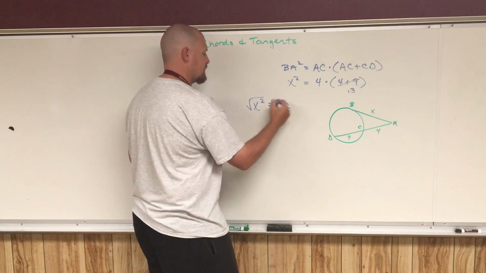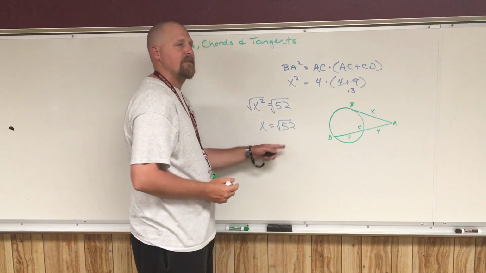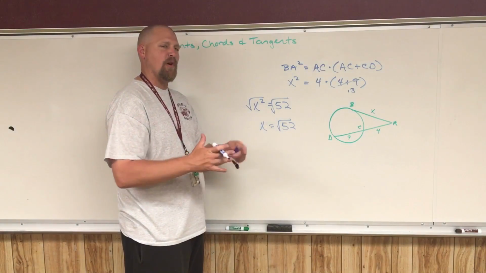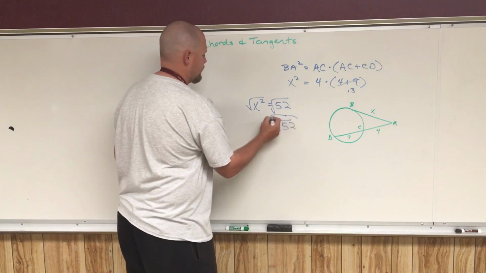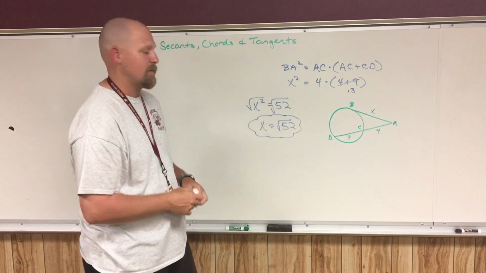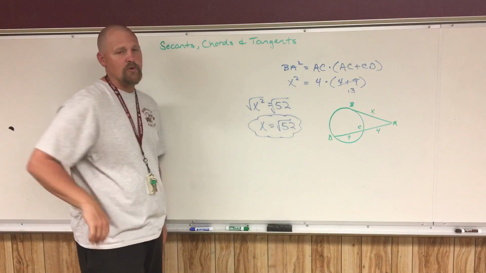Take the square root of both sides. X is equal to the square root of 52. I know that 7 squared is 49, so this is going to be somewhere in the ballpark of between 7 and 8. So whenever you do round it to the nearest tenth, you'll be able to get something 7 point something. Guys, that's secants, chords, and tangents.